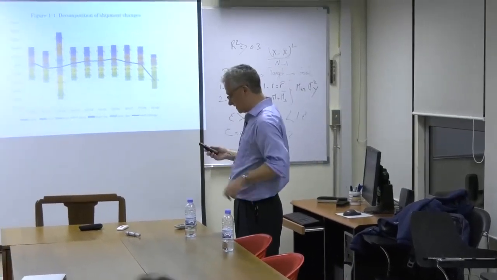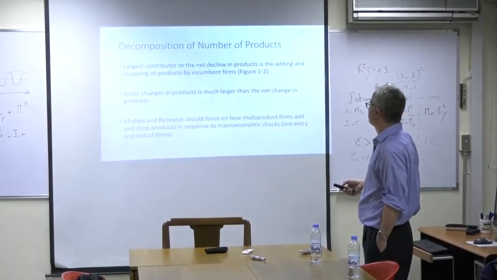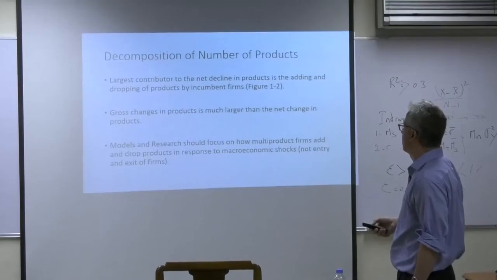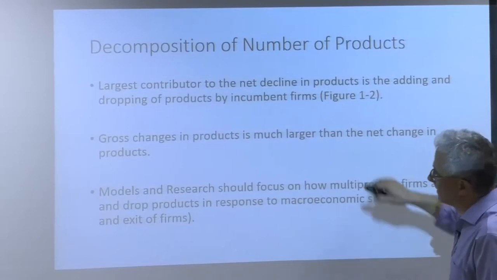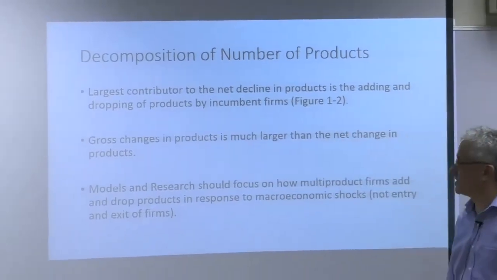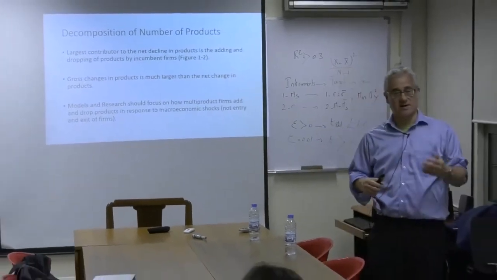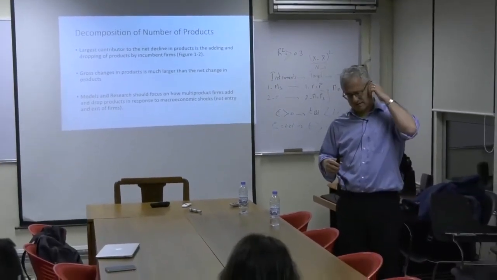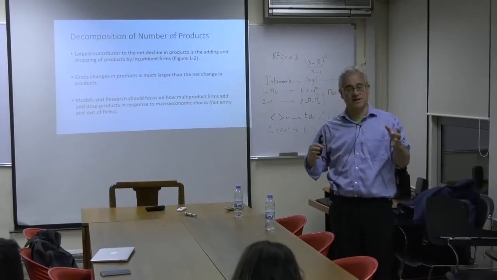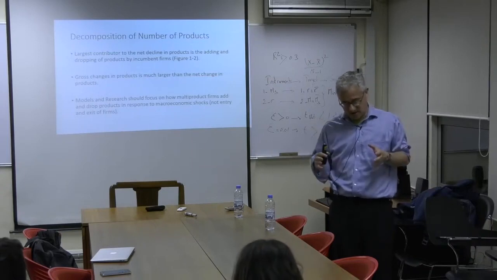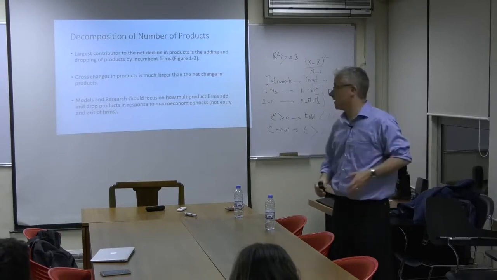So that's the idea here. Another thing is that the gross change in products is much larger than the net change in products. The net change in products is the difference between the number of products added and the number of products that are dropped. But each company at every point in time is both adding products and dropping products at the same time.